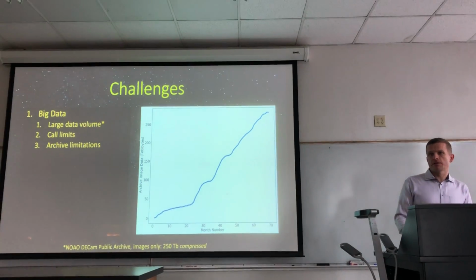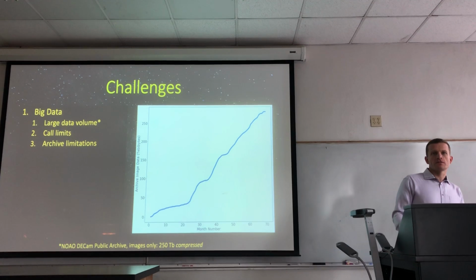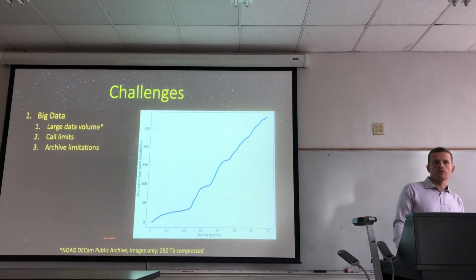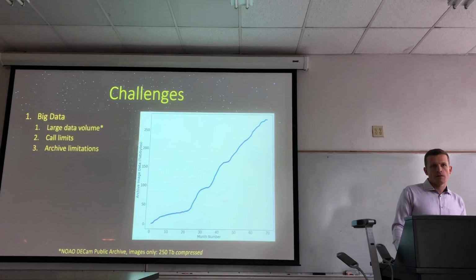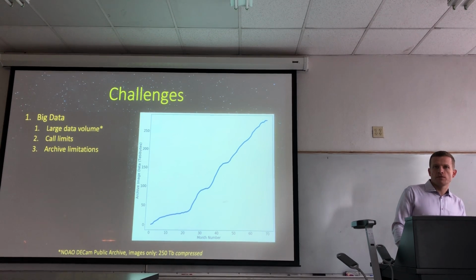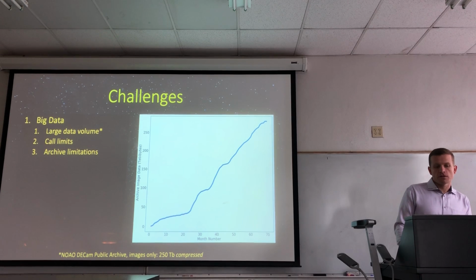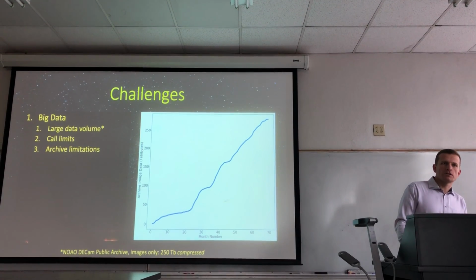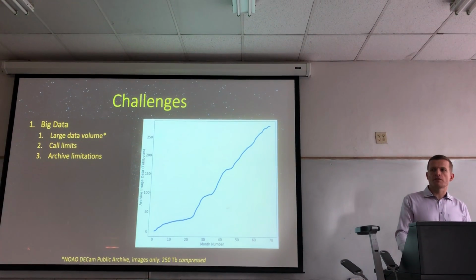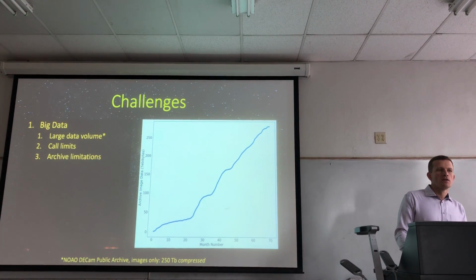Challenges. So first off, it is big data. We're talking about extending what we did with Safari to the entire NOIRLab public archive. The image data by itself is 250 terabytes, strongly compressed. And so it's a large data volume. There are call limits. We can't just check with all of these services about the positions of the asteroids.